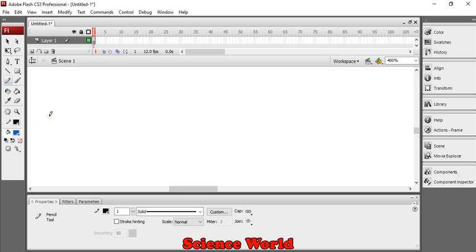Hello friends, my name is Mukesh Badgujar, and now we see the benefits of animation in different types, means in different sections. So what are the benefits of animation?